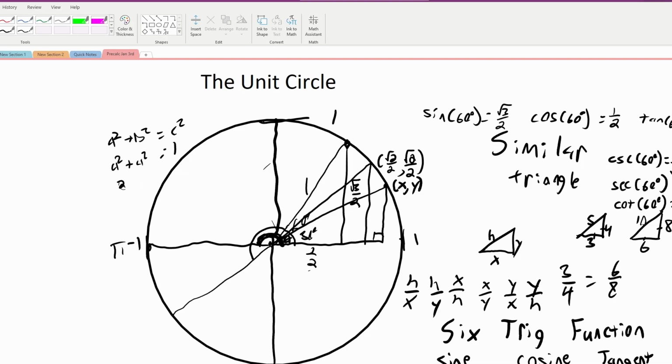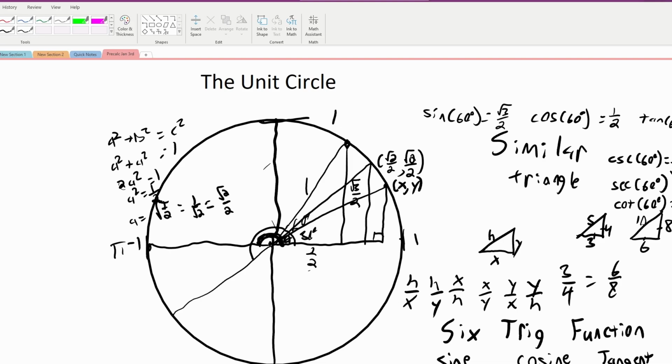And what you end up getting is 2a squared equals 1. You divide both sides by 2, and you get a squared equals 1 over 2. And when you take the square root, you get a equals the square root of 1/2, which is equivalent to 1 over root 2, which when we rationalize, we end up with root 2 over 2, which is why each of these values for 45 is root 2 over 2. So those are the common angles.